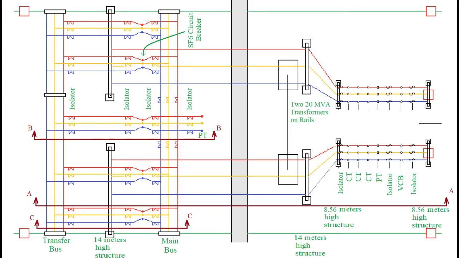If we consider delta connection on the primary side of the transformer, then for 132 kV input voltage, the phase current calculates to 50 amperes and the line current would be 87.48 amperes. So the rated current carrying capacity of these breakers is 87.48 amperes.